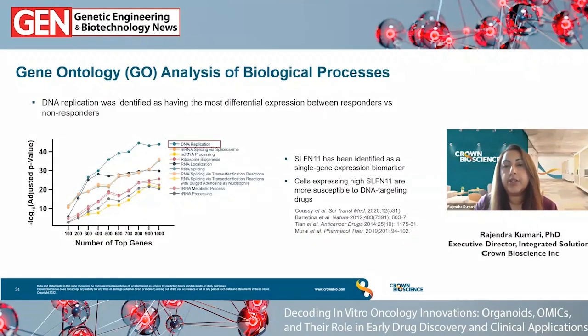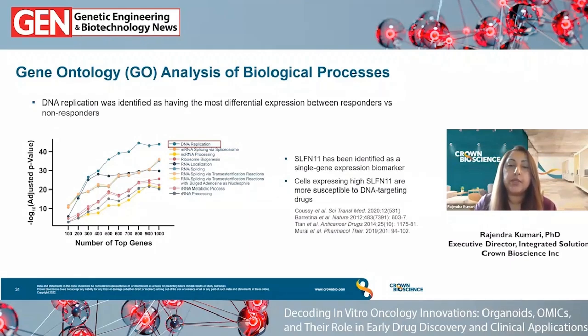So next, the functional analysis by gene ontology of biological processes identified DNA replication as having the most differential gene expression between responders and non-responders. And this was regardless of the number of top genes selected. So this is shown in the teal graph here, and these were always enriched for DNA replication. This result obviously is very consistent with the known irinotecan mechanism of action, and also highlights the value of using cell line in vitro screens, as they still can give relevant information.